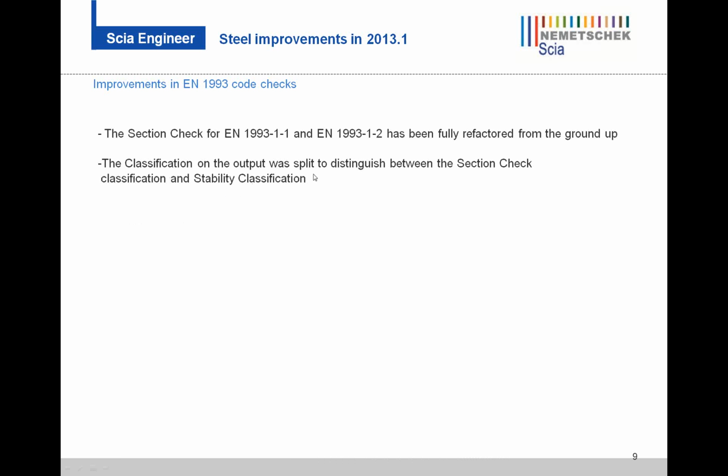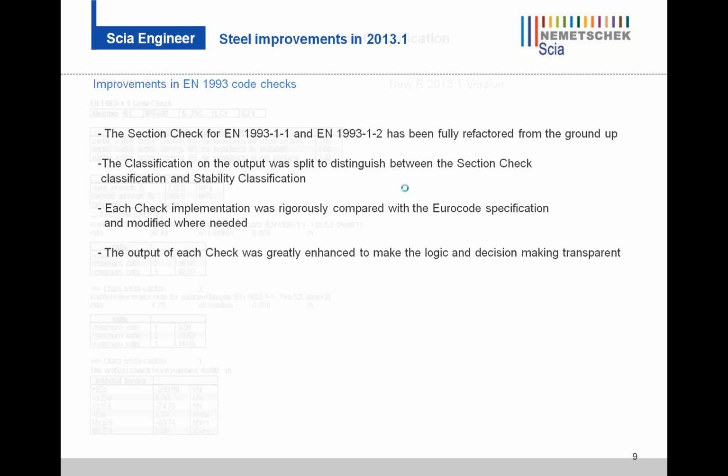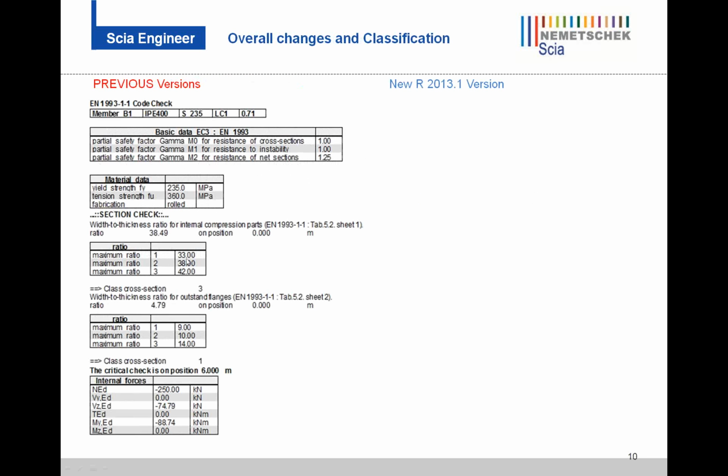So classification in the output plus was split. I will just directly go to the examples and show you what was in previous versions and what is in the new version, so you can see immediately. One of the things which you could see in the previous versions, for instance, if we did Eurocode 3 section 1.1 code check, is that there is a partial safety factor and it is repeated a number of times in the output. In fact, this is redundant information.